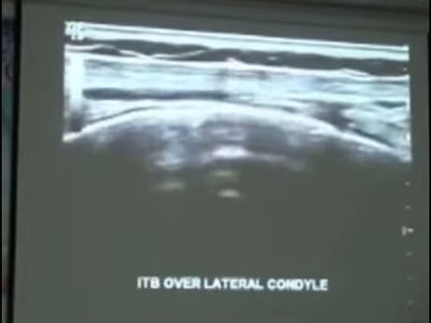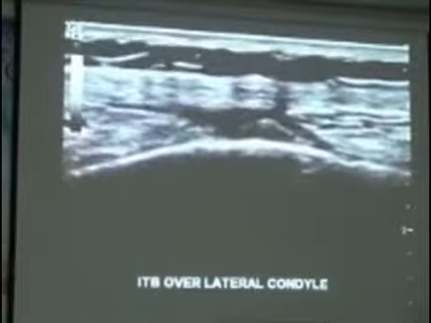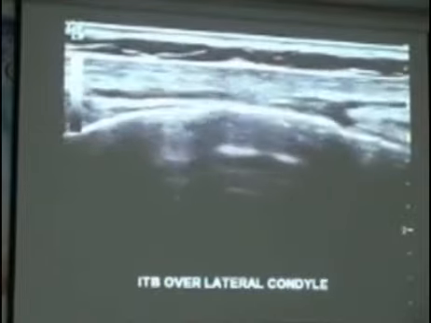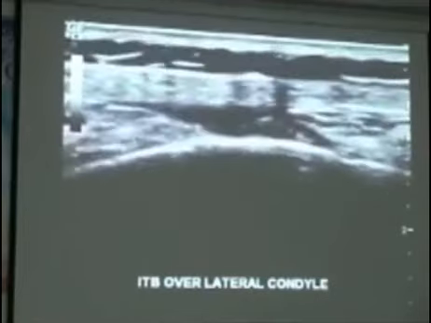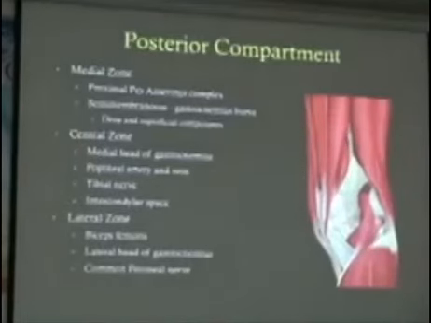These patients generally are able to put their finger right on the spot of where they're sore as well. So moving around to the posterior compartment, we can once again break this up into zones.